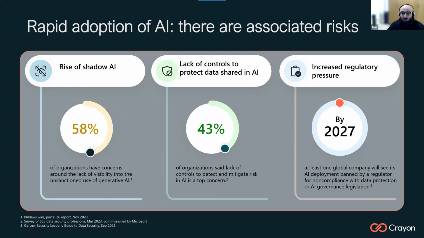Second is the lack of controls to protect data shared in AI. Another concern is data security. How do security teams ensure that any sensitive data being exchanged between the user and apps is protected? Finally, there is increased regulatory pressure. With the rapid adoption of AI in business workflows, it is important that security teams remain compliant and keep up with the regulations around data protection.